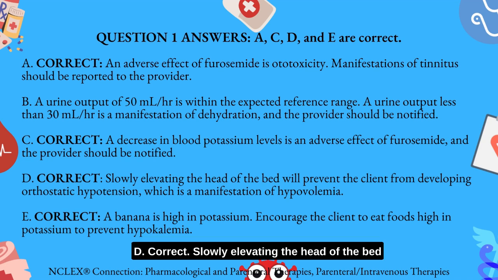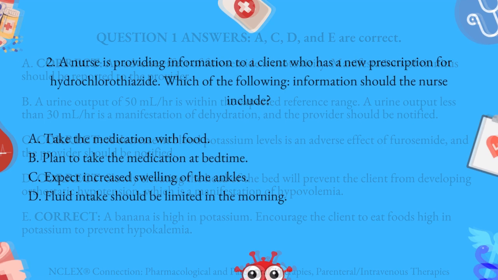D. Correct. Slowly elevating the head of the bed will prevent the client from developing orthostatic hypotension, which is a manifestation of hypovolemia. E. Correct. A banana is high in potassium. Encourage the client to eat foods high in potassium to prevent hypokalemia.